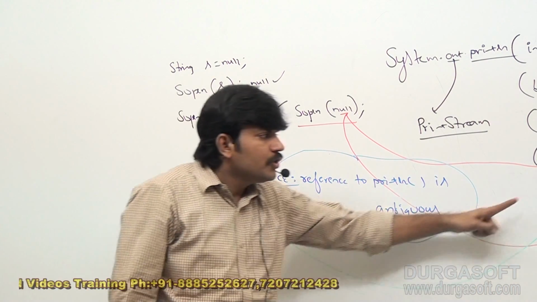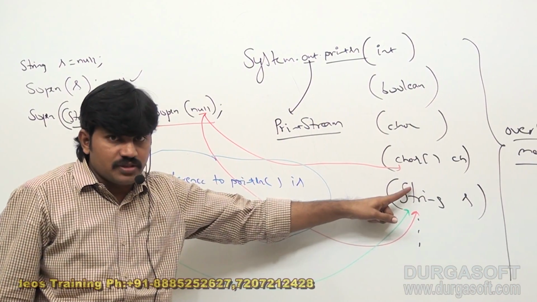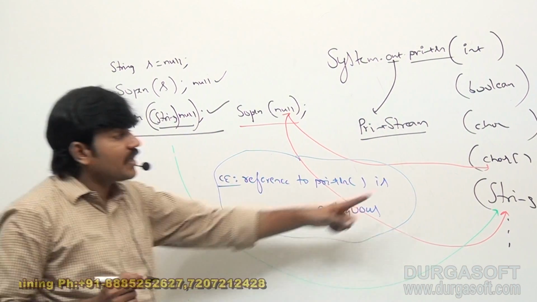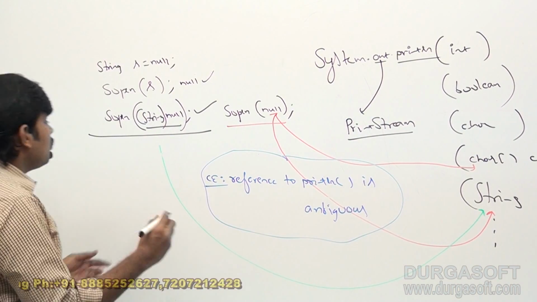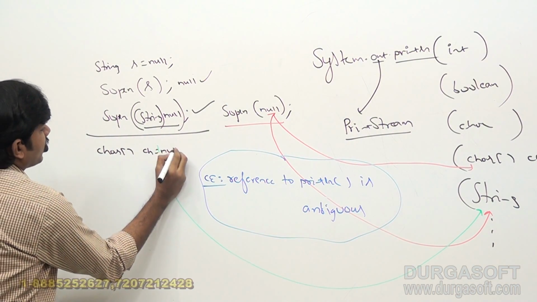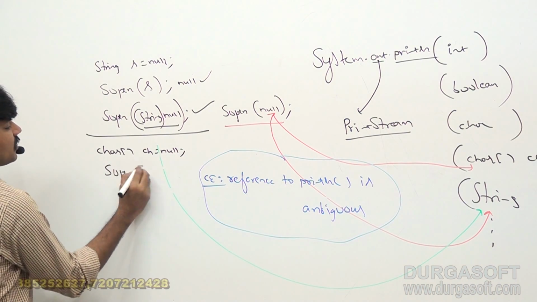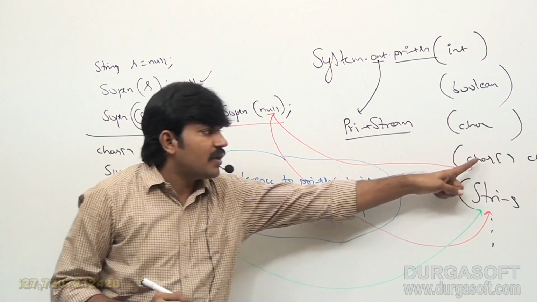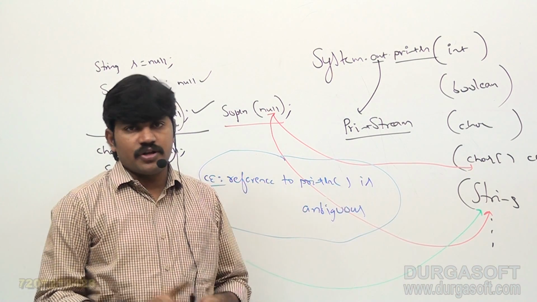Then automatically the string argument method got matched, sir. Similarly, sir, if I don't want the string method and I want the char array method, how can you do that? Simple, sir: char array ch is equal to null, then System.out.println of ch. Happily, the char array related method is going to come into the picture. Are you getting that? Okay.